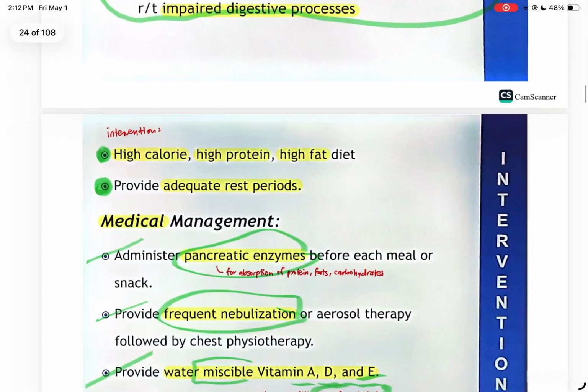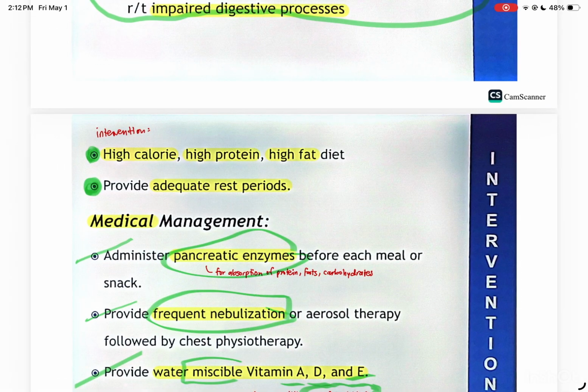Administer pancreatic enzymes before each meal or snack. Provide frequent nebulization and water miscible. Child and family education: prepare the child and family for possible lung transplant.